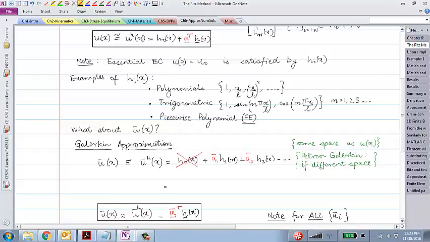Maybe next time what I'll do is I'll tell you how to choose these functions and then substitute that into the weak form, derive a matrix form, and a matrix form that can be easily solved on a computer. And I'll actually give you a MATLAB code to do that.